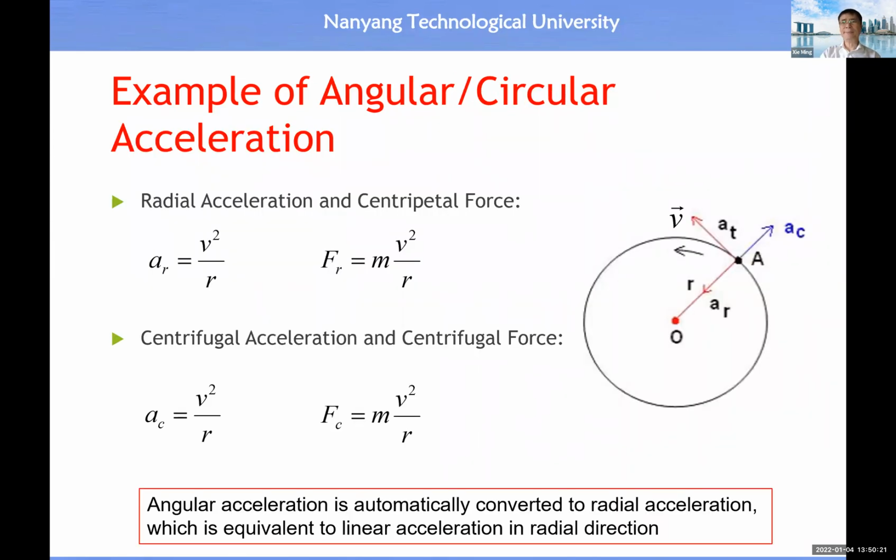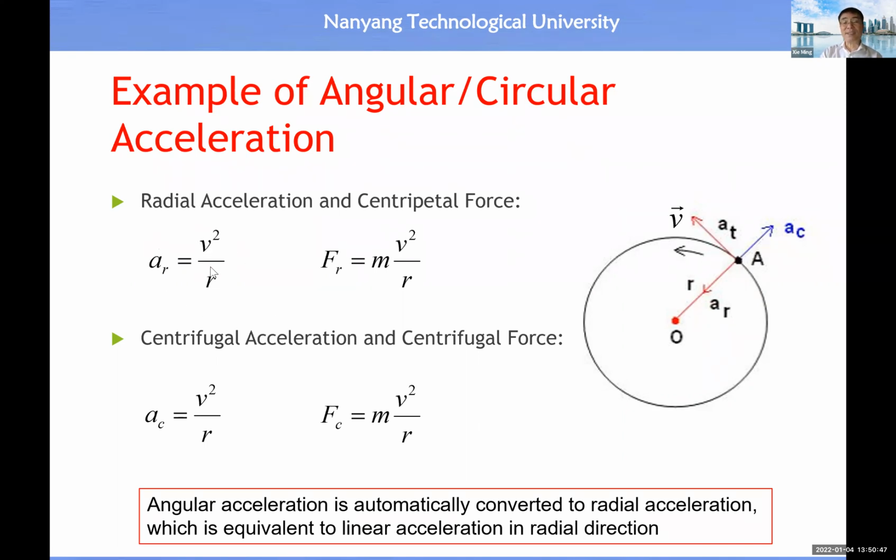Then how about the angular and the circular acceleration? Let's say object A moves along the circular path with a uniform circular velocity. There is still a centrifugal acceleration, which is equal to V squared divided by R, even when V is a constant.